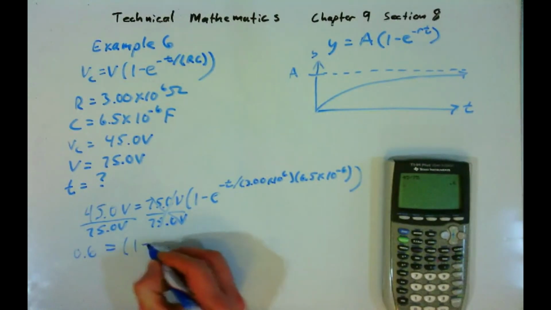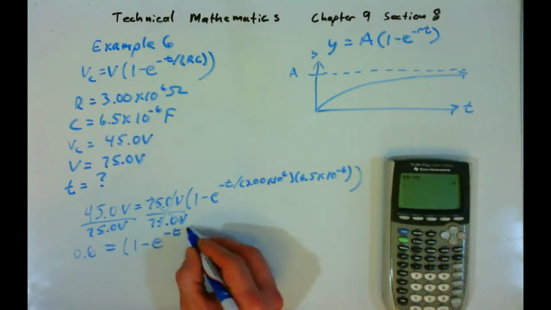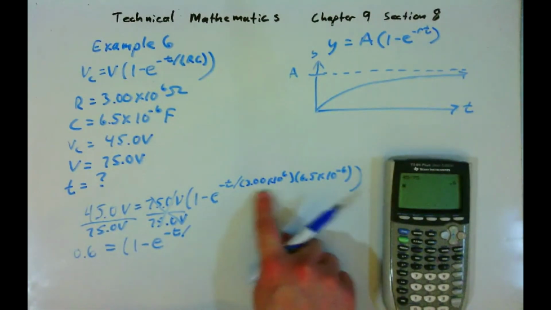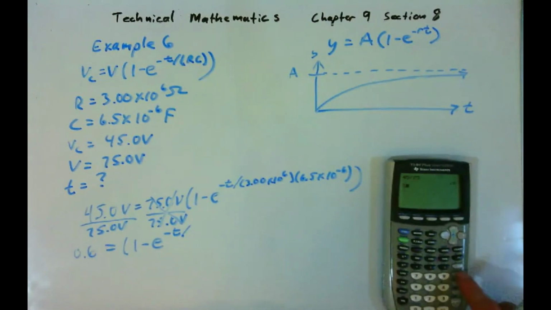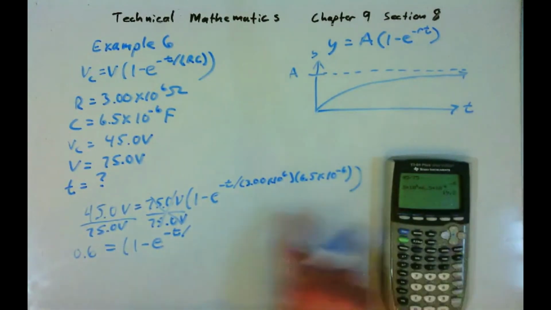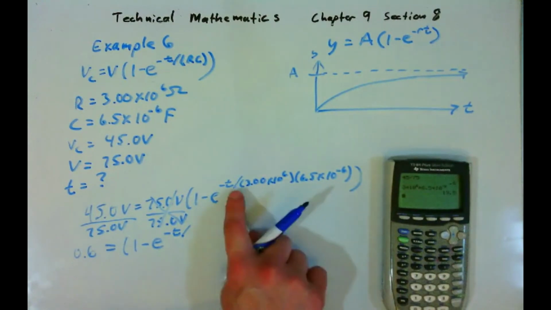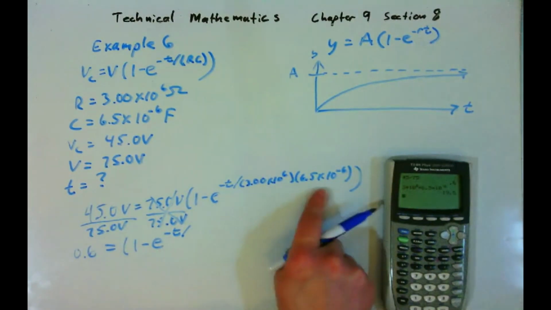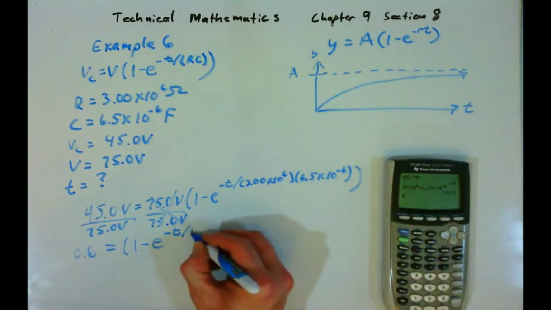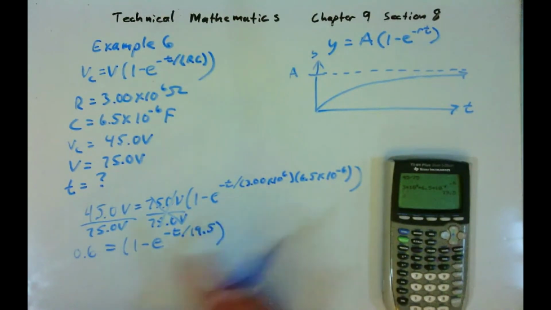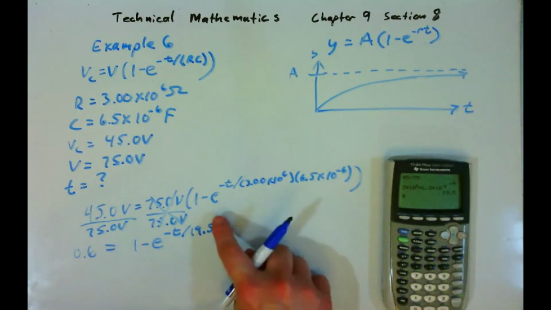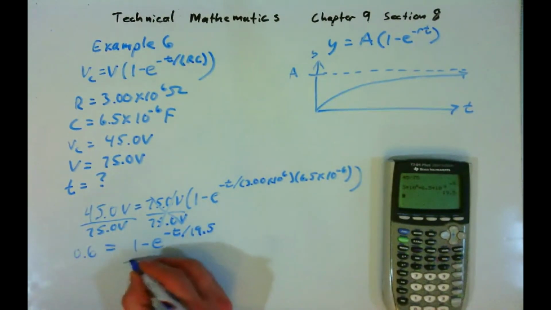That'll be equal to 1 minus e to the negative t divided by, and while I'm at it, I'll go ahead and multiply these together. I have 3 times 10 to the 6th times 6.5 times 10 to the negative 6th, and we get 19.5. So the denominator of this fraction, all the power of e, all works out to be 19.5. Now I don't really need the parentheses here anymore. Now I can subtract 1 from both sides.